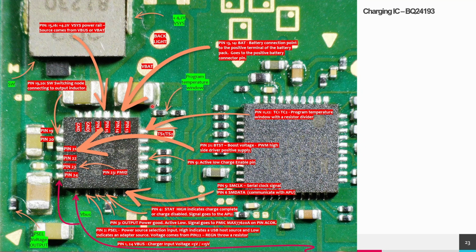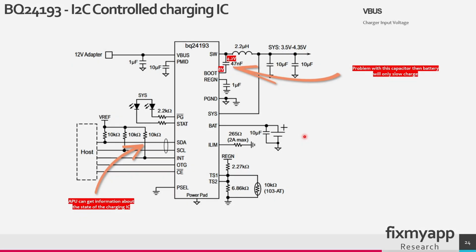So this resistor divider will set the temperature window. Now you have a basic understanding of what the charging IC does. In this sample circuit, you can see that this is the serial connection. So this goes straight to the APU. Then we have the switch pin. And as you can see, when it starts switching, it will go to the system pin of this charging IC.